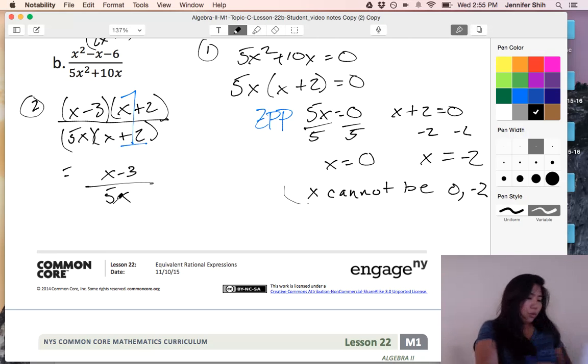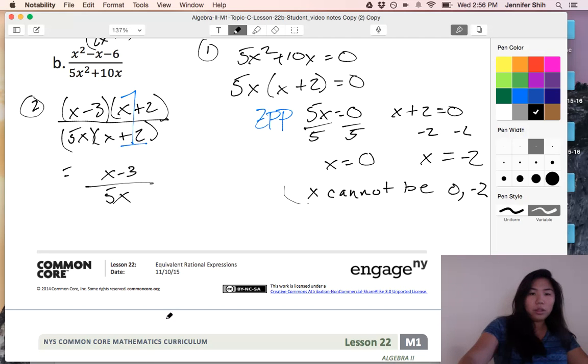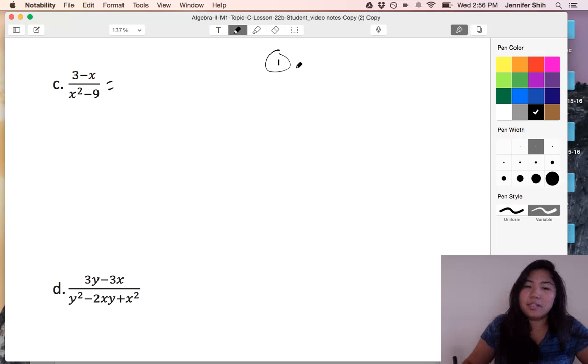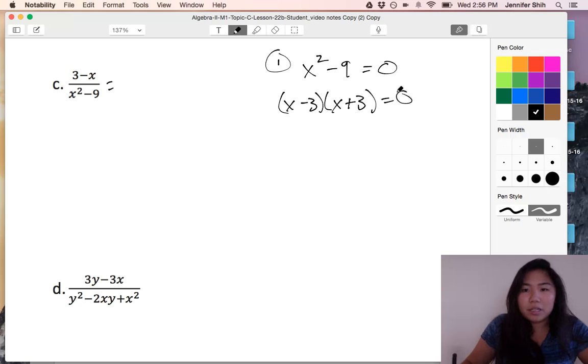Let's do another example with 3 minus x over x squared minus 9. So in this case, first step, let's set the denominator equal to 0. x squared minus 9 is equal to 0. This is an example of difference of squares, something that you should be more familiar with now. So it's going to be x minus 3 and x plus 3 is equal to 0.